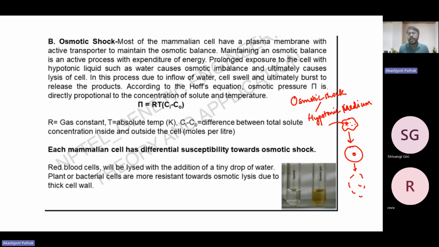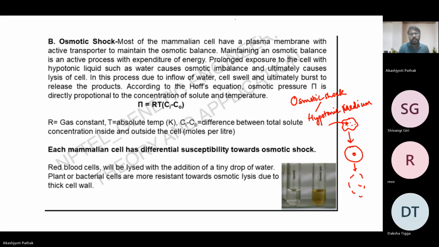This method is usually used for mammalian cells, because mammalian cells do not have a cell wall, so you can use this method for extracting the contents within the mammalian cell. Maintaining an osmotic balance is an active process with expenditure of energy. So consider prolonged exposure of the cell to hypotonic liquids such as water. If you place your cell in water, the water has very little salt concentration, so all the water present in the environment will move inside the cell. Your cell will swell and ultimately burst to release the products.